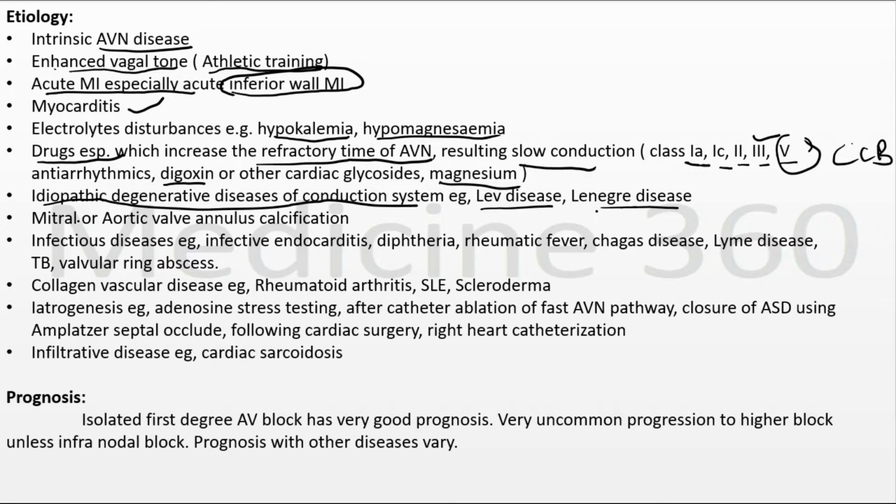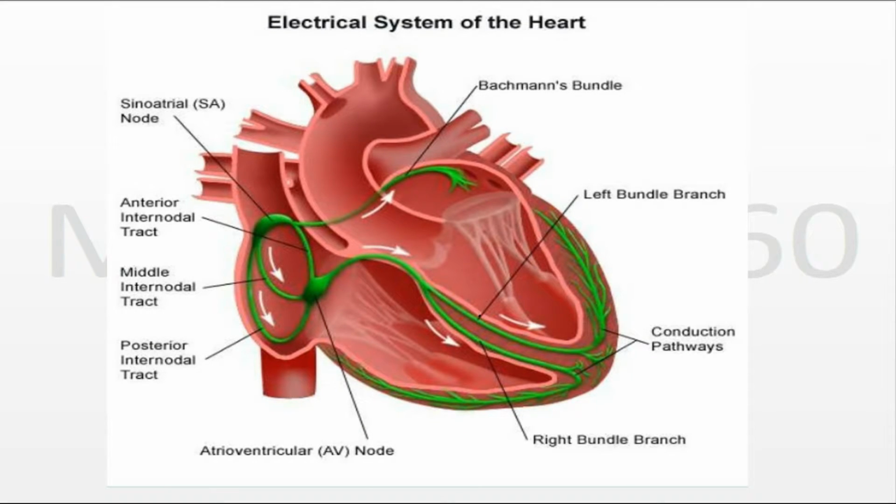Then there is mitral and aortic valve annulus calcification. I will show you the diagram again. So here, this is the aortic valve, and this is the His bundle. If there is calcification of the aortic valve as in aortic stenosis, or in rheumatic heart disease, or infective endocarditis, there is an annular abscess. In some patients there will be an annular abscess of the aortic valve, and this can cause conduction delay in the His bundle or infranodal pathway.